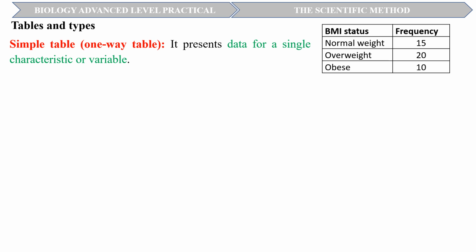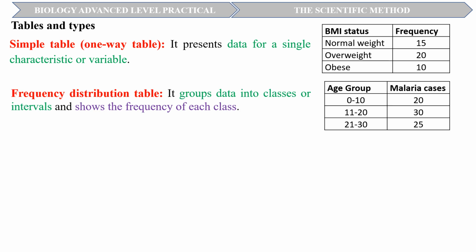In the example, we see the variable is the body mass index status and the frequency of individuals in this group. A frequency distribution table groups data into classes or intervals and shows the frequency of each class. In the example, we suppose that in your project, you have gone to a local health facility and have taken from the records information about malaria and have categorized the cases into age groups.